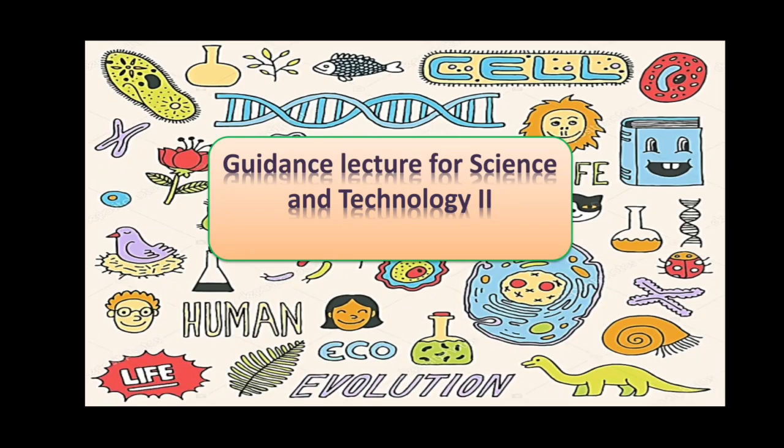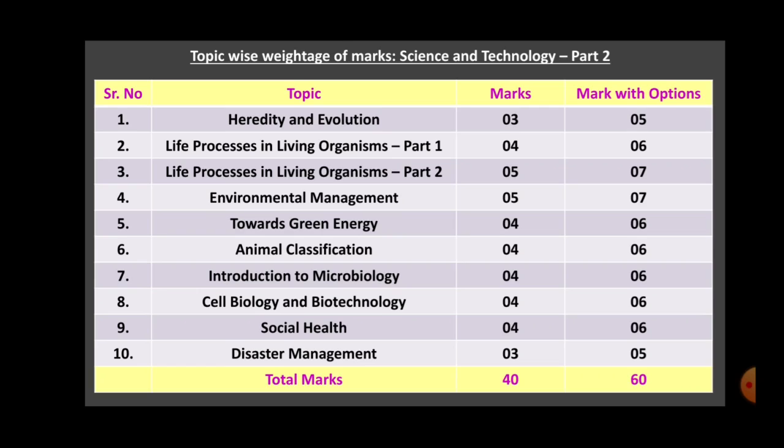So let's start with the lecture. Marks: this I had already given you in the classroom, but we will revise it. Lesson number 1, Heredity and Evolution: a 3 marks question will be asked, and with options it will be 5 marks. Life Processes in Living Organisms, part 1: 4 marks question, and with options 6 marks. Life Processes in Living Organisms, part 2: 5 marks question, and total with options 7 marks.